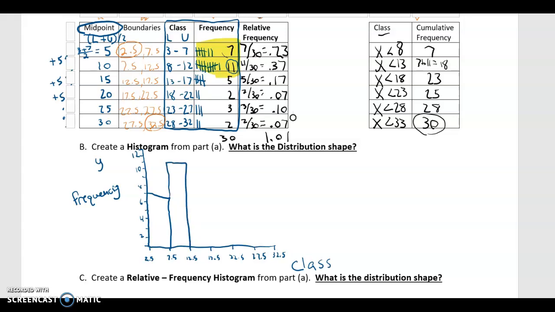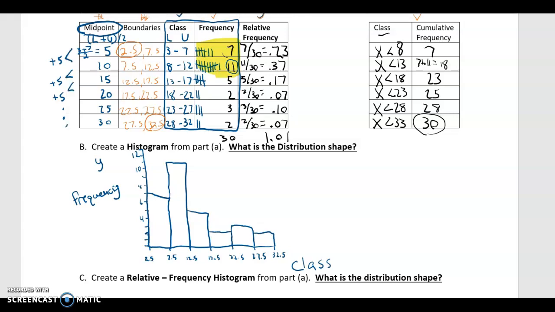The third class goes to 5. And then we have 2, 3, and 2. We can see we have our frequency distribution.